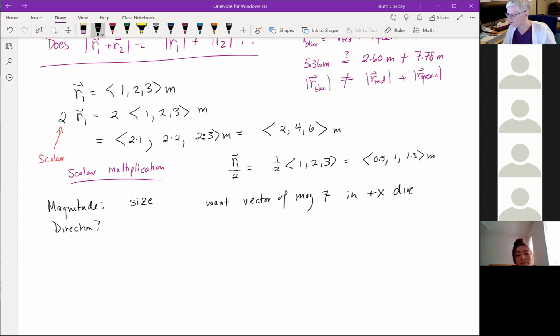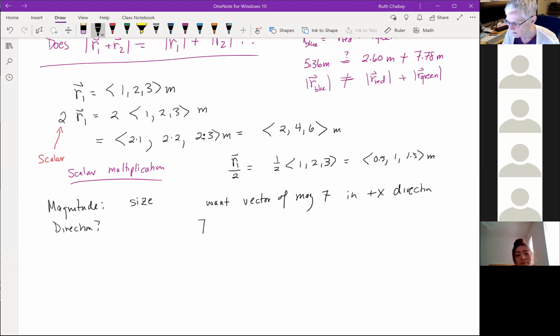You can divide a vector by a scalar. You can't have a vector in the denominator. Okay, no vectors in the denominator. If you find yourself writing a vector in the denominator, think again. Almost everybody trips over that at some point, so keep it in mind. So we want a vector of magnitude 7 in the x direction.